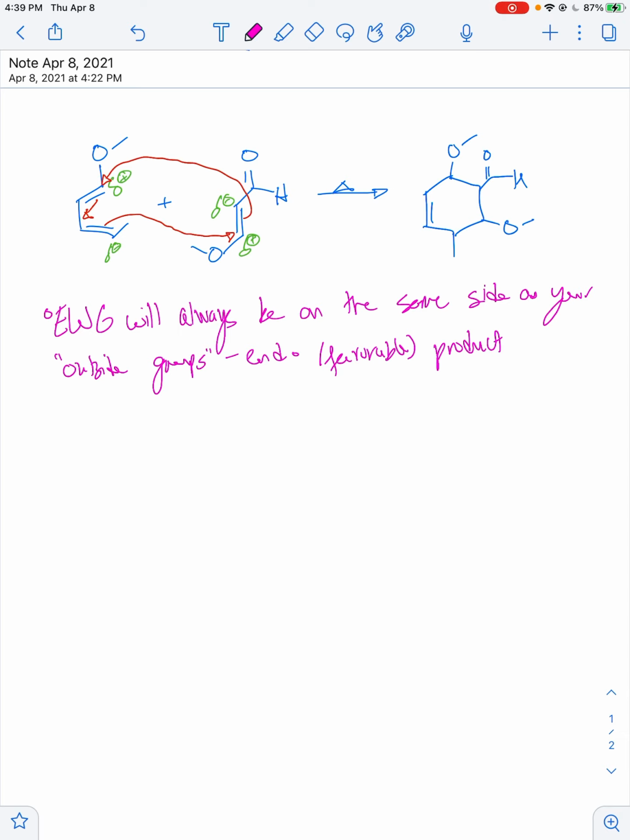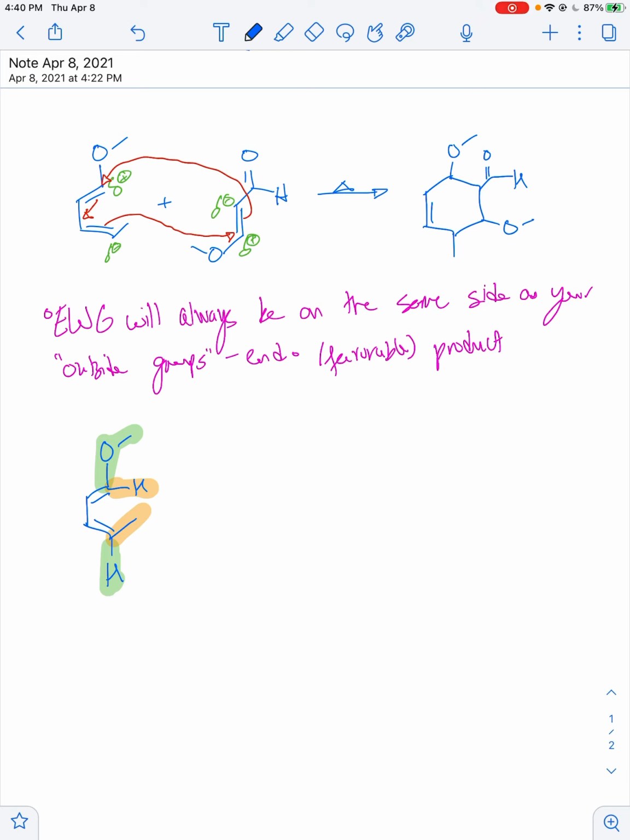So what do I mean by an outside group? Well, let's take a look down here with what we have up there. So our outside groups are basically what we have here. This will be an outside group. This will be an outside group. Let me just highlight that. So outside group, outside group. And then here we have an inside group and an inside group. So it's basically just the configuration they're in. And it's just as simple as that. This is an outside group, this is an outside group. And so, like I said, those will be on the same side as your electron withdrawing group.